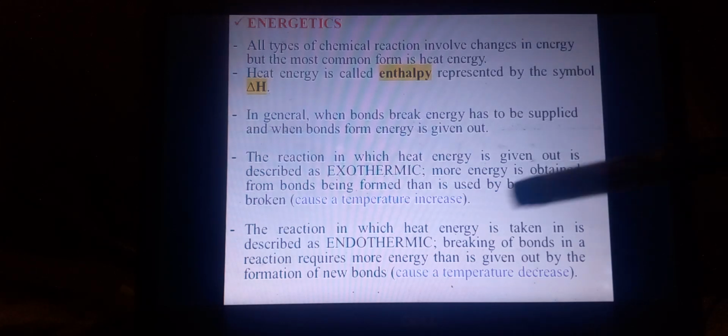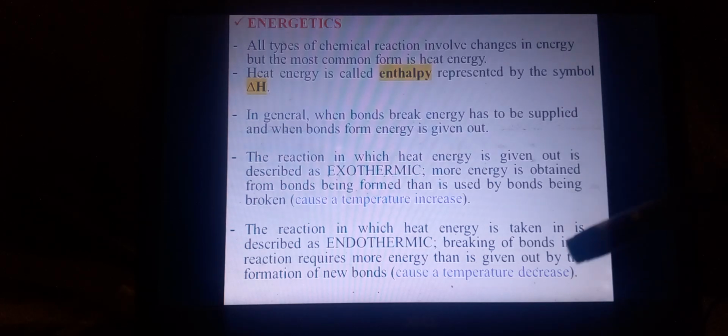The reaction in which heat energy is taken in is usually described as an endothermic reaction. That means breaking of the bonds will require the input or supply of energy, while the formation of new bonds will involve release of energy. So much of the heat is required for breaking of the bonds as compared to the amount of heat given out during formation of new bonds. This reaction will result in a decrease in the temperature of the surroundings because much of the heat will be absorbed from the surroundings.